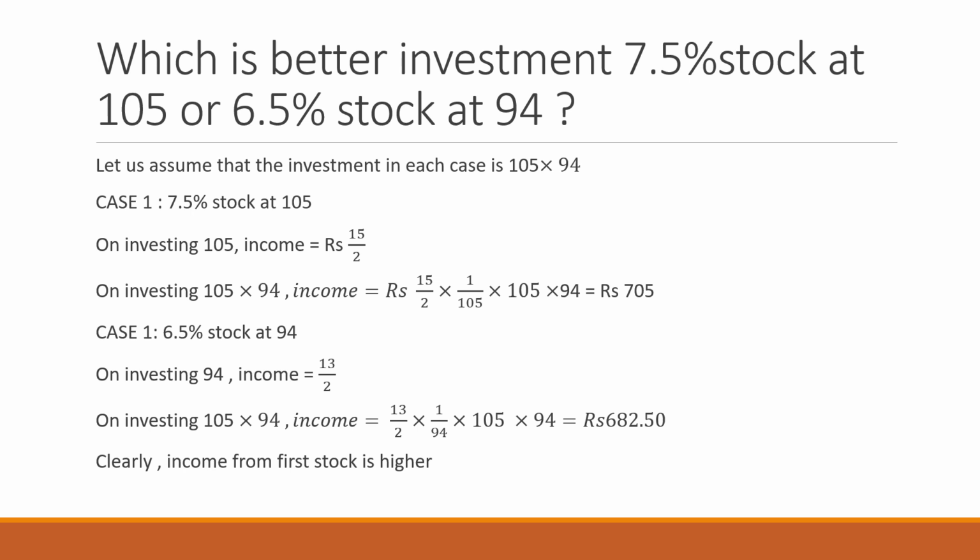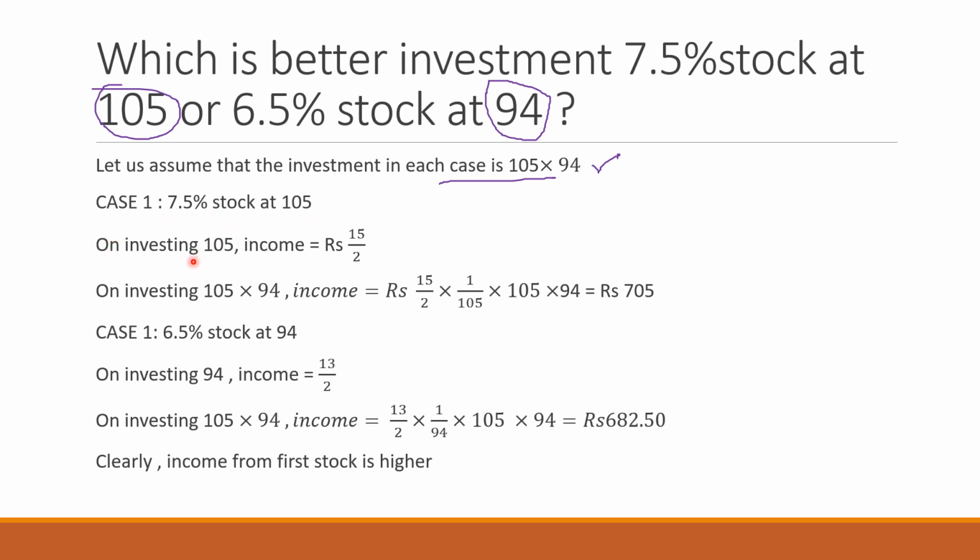What you have to do is, when you are calculating the investment, the assumption of investment will be this: you pick 105 from here and pick 94 from here and then multiply them. So in such types of questions, you have to assume, let the investment be 105 multiplied by 94. Considering the case 1, 7.5% stock at 105.